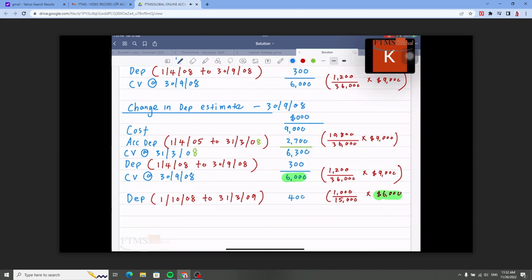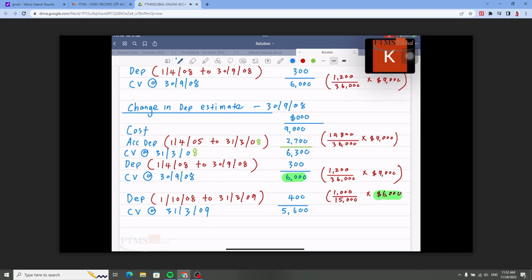We can have our carrying value at 31st March 09. So 6,000 minus 400, 5,600. Okay, so I think we have completed the working for change in depreciation estimate.